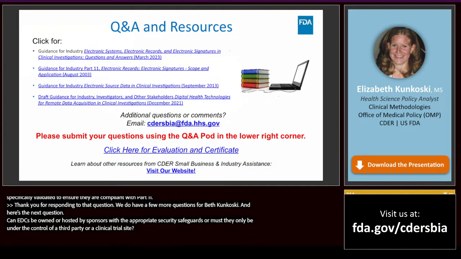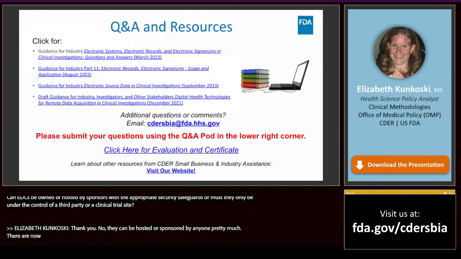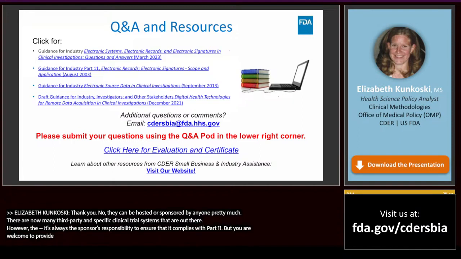Thank you. No, they can be hosted or sponsored by anyone, pretty much. There are now many third-party and specific clinical trial systems that are out there. However, it's always the sponsor's responsibility to ensure that it complies with Part 11. But you are welcome to provide those services within your own company or to contract that out to a third party.